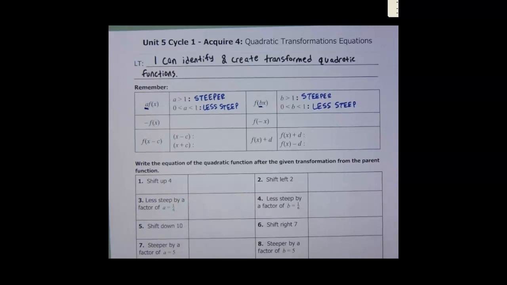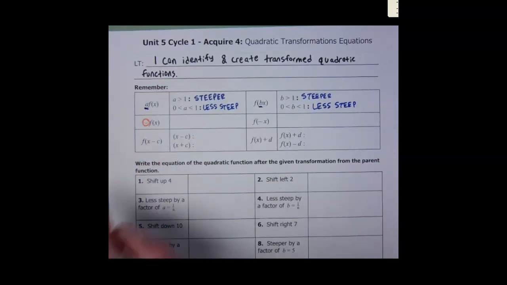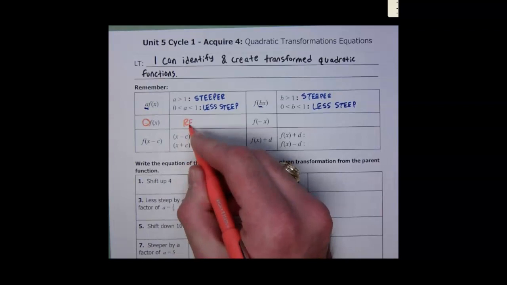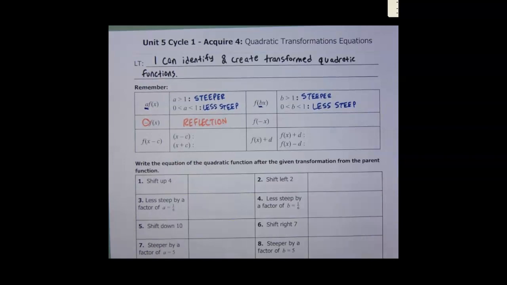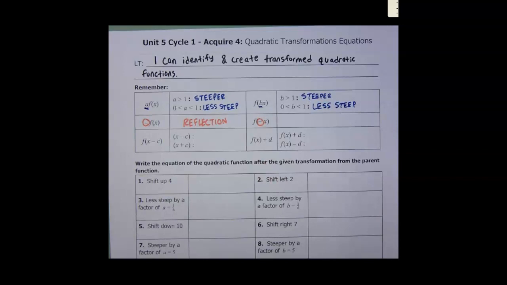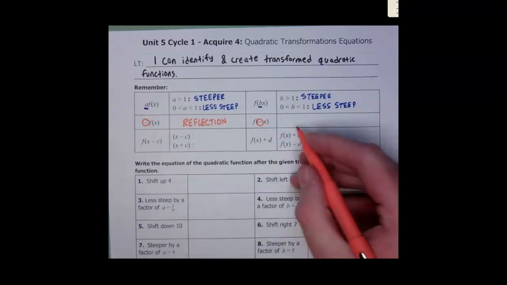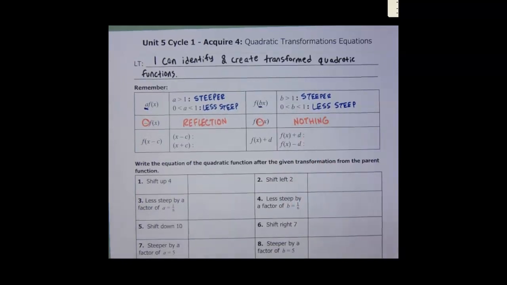Now, if you have a negative number outside of the function, in that case you would have a reflection. If your function is becoming negative, then it would be a reflection. On the other hand, if the minus sign, the subtraction sign, is inside the parentheses, right next to the X, nothing happens. It's not a reflection. That is just nothing.